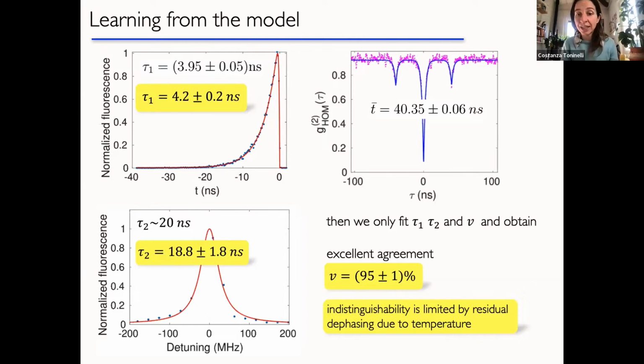But now, having done this, what I can say is that, you remember, we have this visibility that's limited to 90%. And now what we can say is that this is really due to a residual dephasing, which is present in our emitter, due to the temperature that's not low enough. Okay, we work at 3 Kelvin, whereas the system would be really lifetime limited only at 1.4. So we need better cryostats.